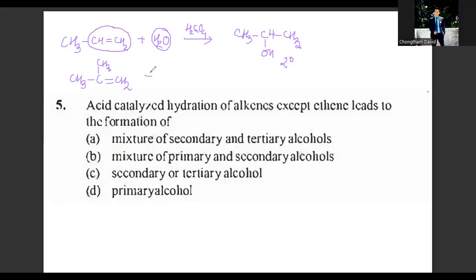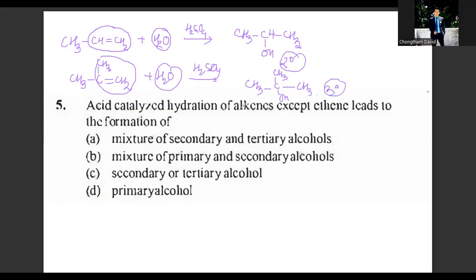So when acid catalyzed hydration takes place in the presence of sulfuric acid, when this reacts with water, now you will apply the same concept, Markovnikov's rule of addition. Negative part of the addendum will go to the carbon with less number of hydrogen. So basically by applying that rule, you have here tertiary alcohol. So secondary alcohol or tertiary is the ultimate product. Right, so the answer for question number 5 will be option C.